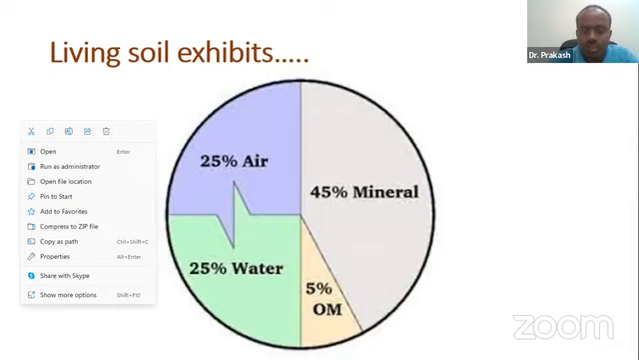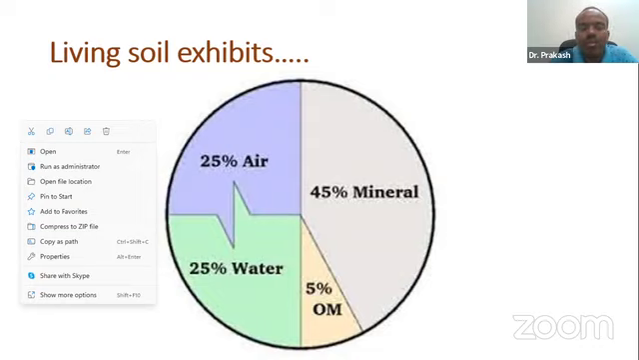Generally, soils are living. Many concepts are there, that is, hypothetically soils are living, and every living soil gives good yield, and exhibits its characters, which is a majority 25% of the air. It's a good character of the soil, good soil.